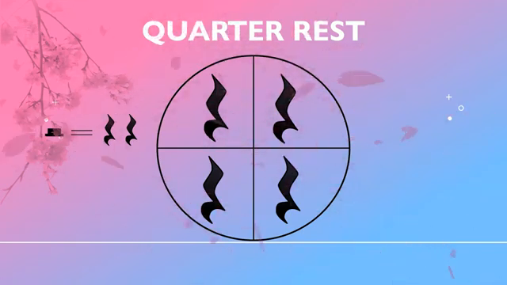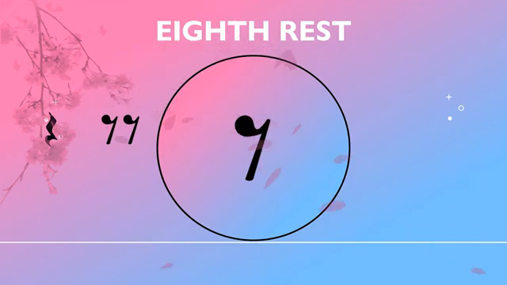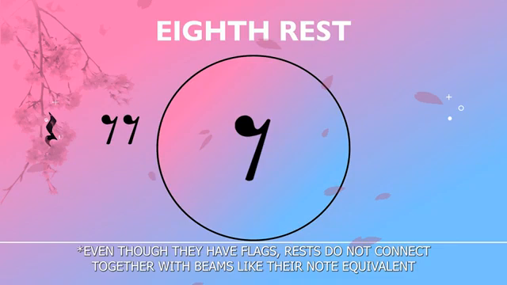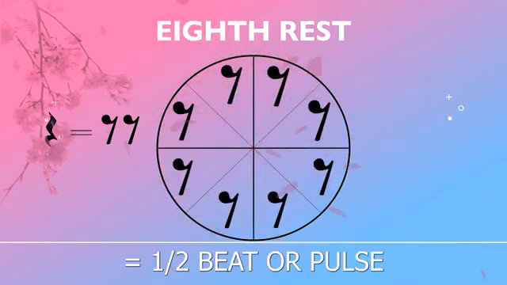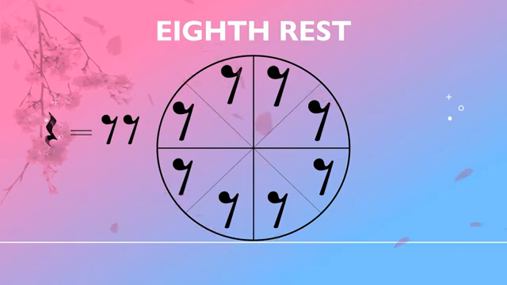And our next symbol now is the 8th rest. The 8th rest is actually quite similar to our 8th note. Just like our 8th note has a flag, this one has a flag, but instead of it facing the right side, it faces the left. This one is characterized with its pulse or beat being equivalent to half. So it's equivalent to half a beat or pulse, and it only has 1 flag.